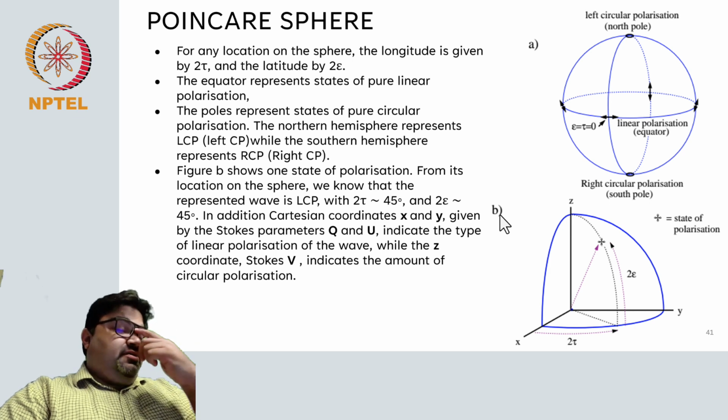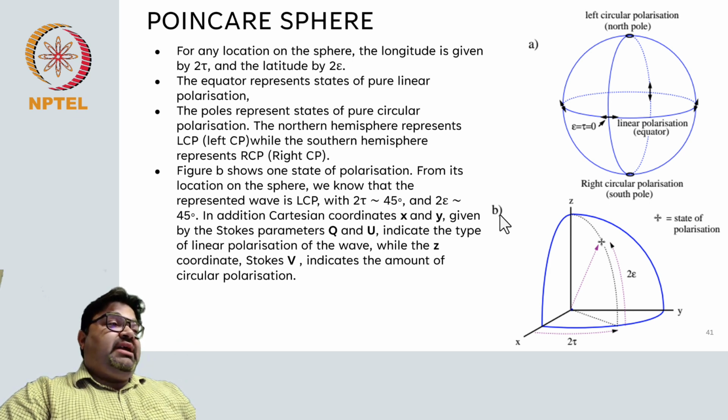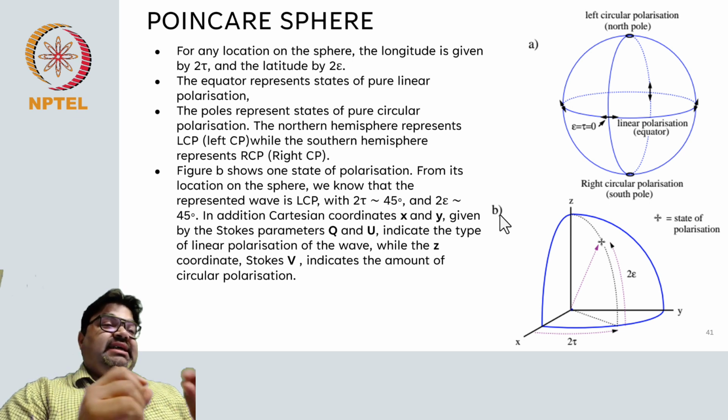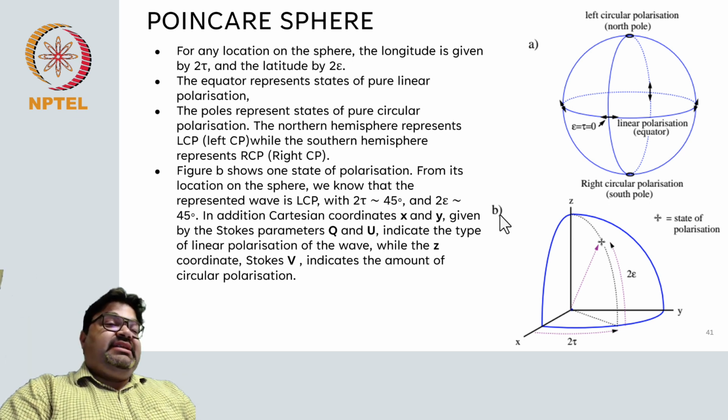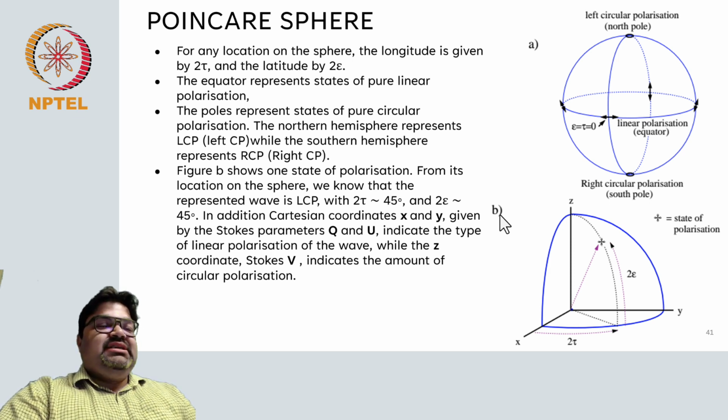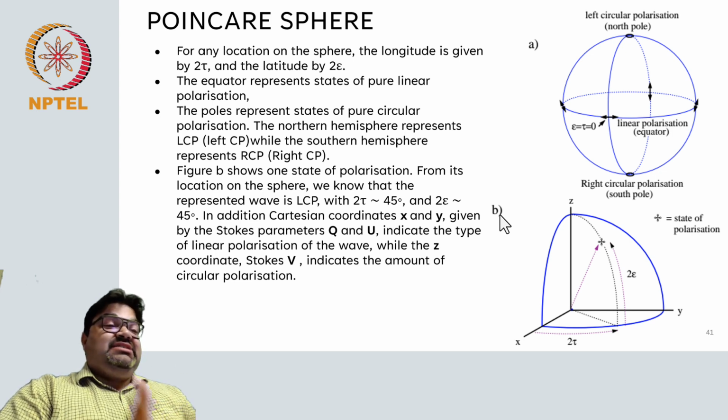Besides this, there is another way, following Henry Poincaré, to essentially represent the state of polarization on a sphere. So if the polarization vector is lying near the equator, it basically means linearly polarized. If it is lying at the north pole, it's left circular, and at the south pole, it is right circular polarization. There are more details to it. We will deal with it later, but it's a very nice way to visually represent the state of polarization of an electromagnetic wave.